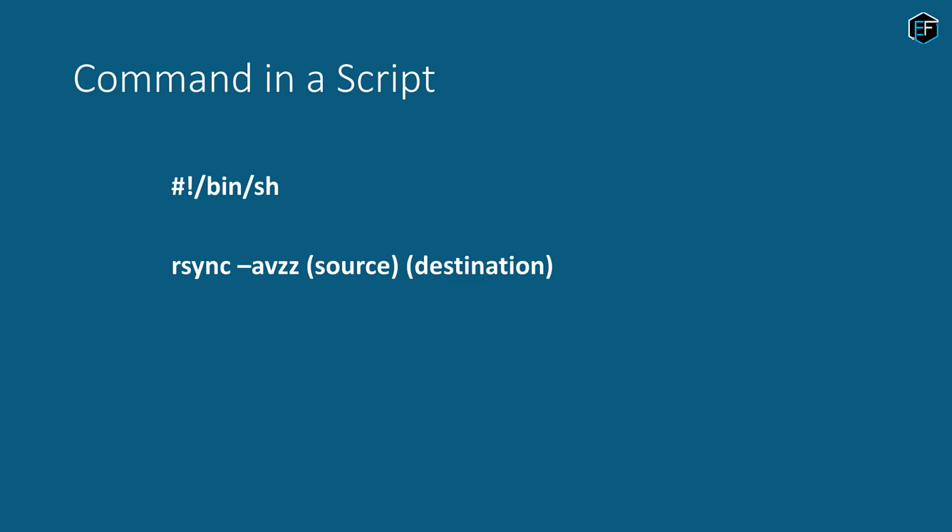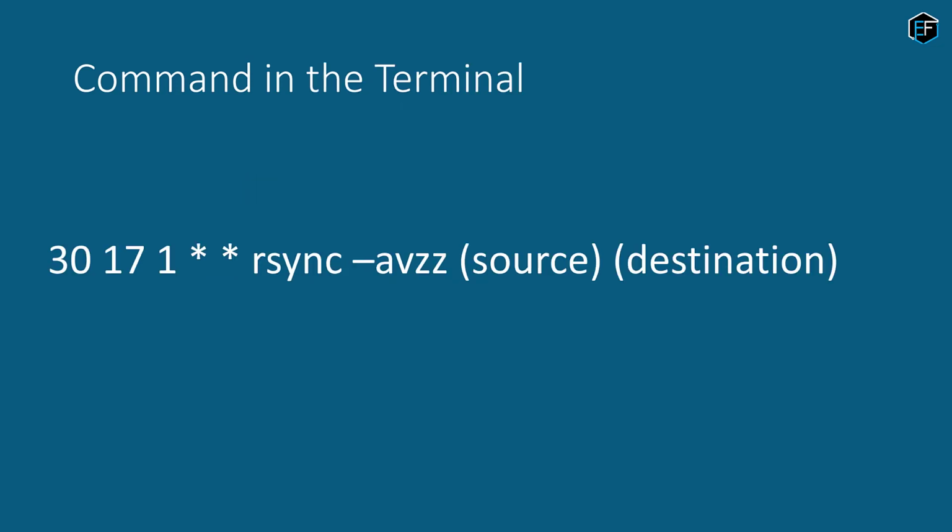For example, if we go theoretically into our crontab, we can enter something like this in the terminal. We have our timer on the left side. As I said before, 30 is for the minutes, 17 is the hours, 1 is the first day of the month, and the 2 asterisks represent any month and any day of the week. And then on the right side, we have our command. And this will be fairly simple to type in.